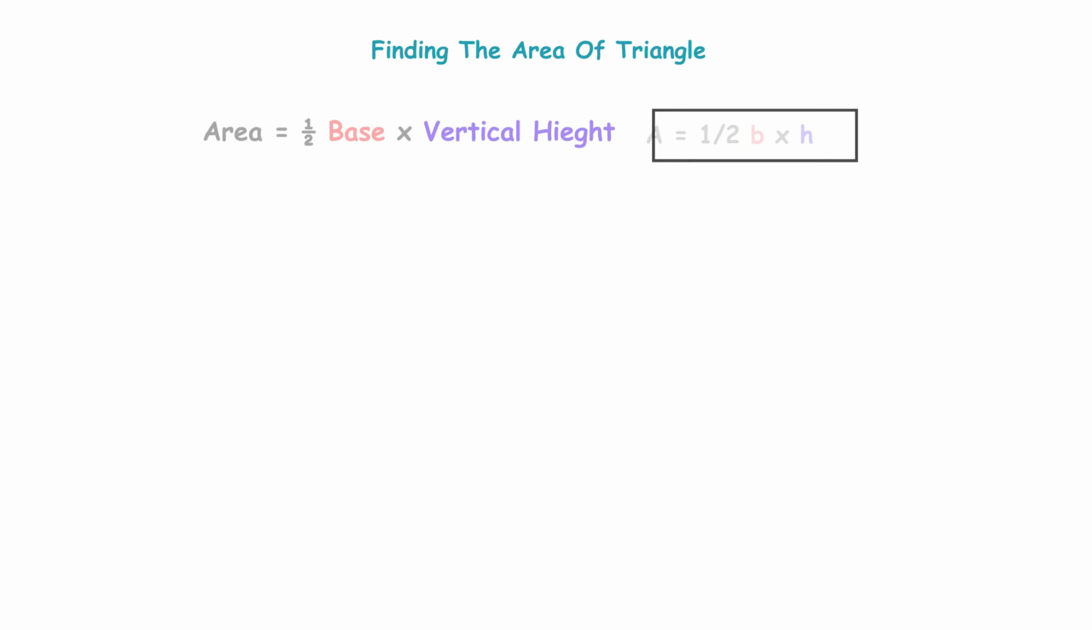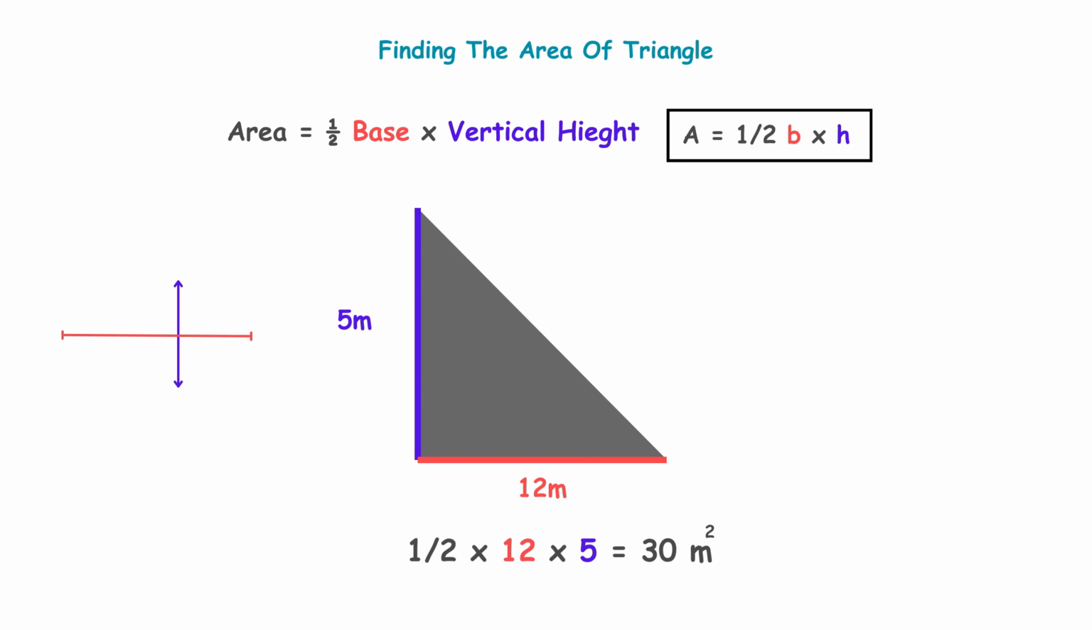Now, let us consider the triangle. The formula to calculate its area is 1/2 multiplied by the base, and then by the vertical height. Suppose a triangle has a base of 12 meters and a height of 5 meters, the area would be 1/2 times 12 times 5, which equals 30 square meters.